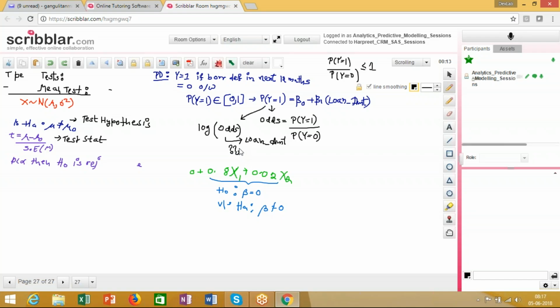Right. So in order to do that, we test whether beta one is statistically significant or not. The null hypothesis over here is beta one is equal to 0, versus the alternate hypothesis, beta one not equal to 0.